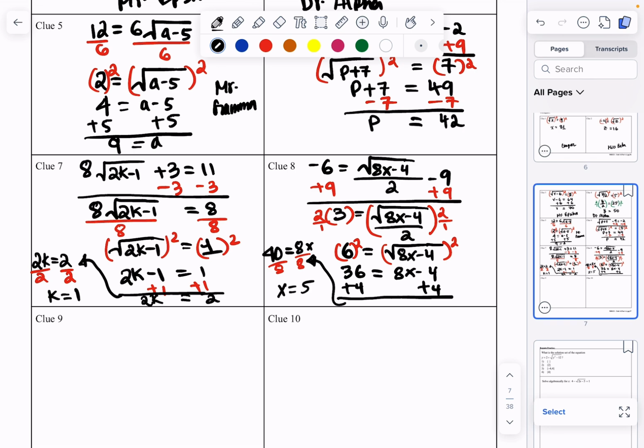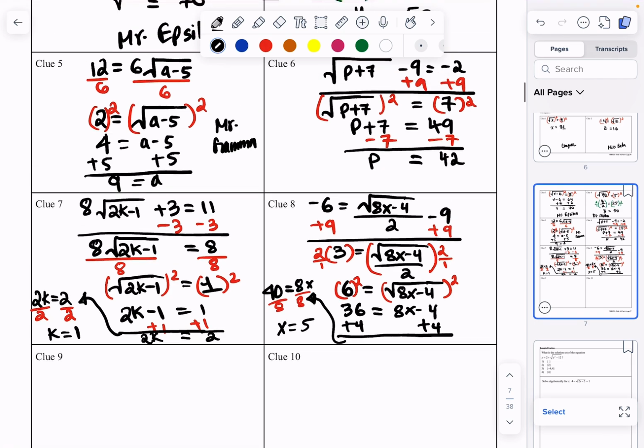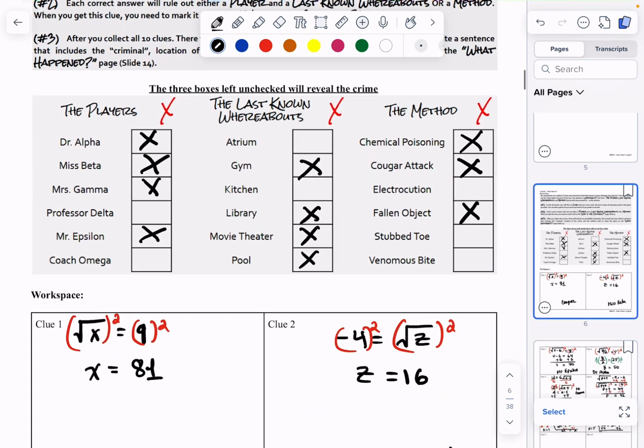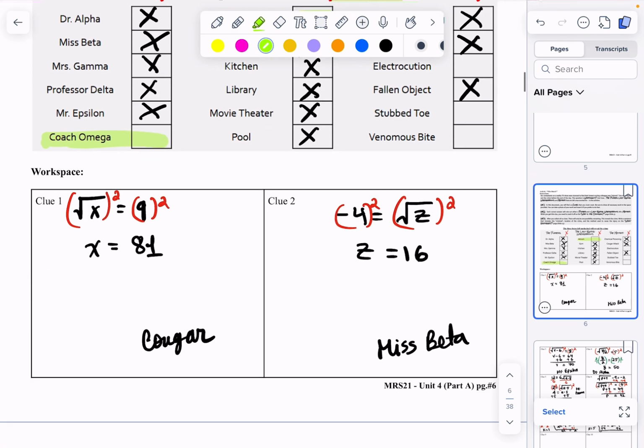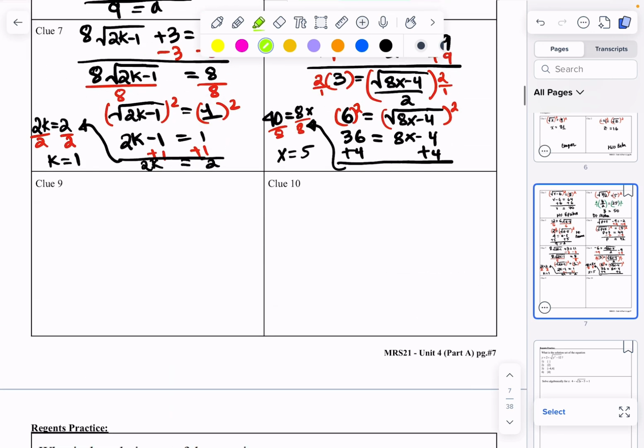5. And for that one, it was Professor Delta was dicing a produce in the kitchen. Okay, so looks like we are left over with Coach Omega maybe in the atrium. So we have to figure out the method now. So we are in number 9 and number 10.